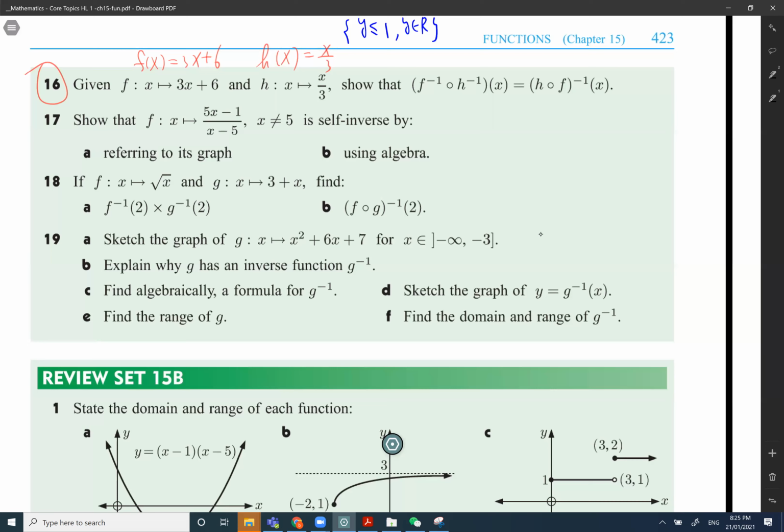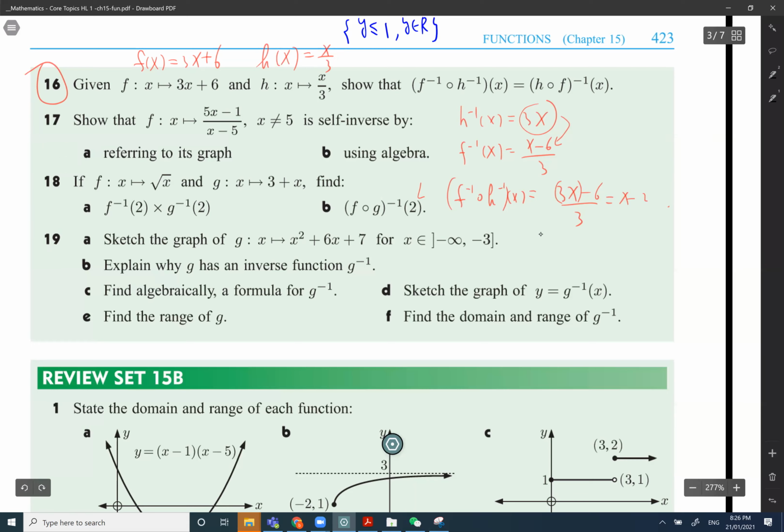They ask you to show. That means you need to simplify the left-hand side, but a lot of working. First, you need to find H inverse, which is 3x. You need to find F inverse, which is (x minus 6) over 3, like rearranging. Then F inverse of H inverse means you substitute H inverse into F inverse: (3x minus 6) over 3, which is x minus 2.